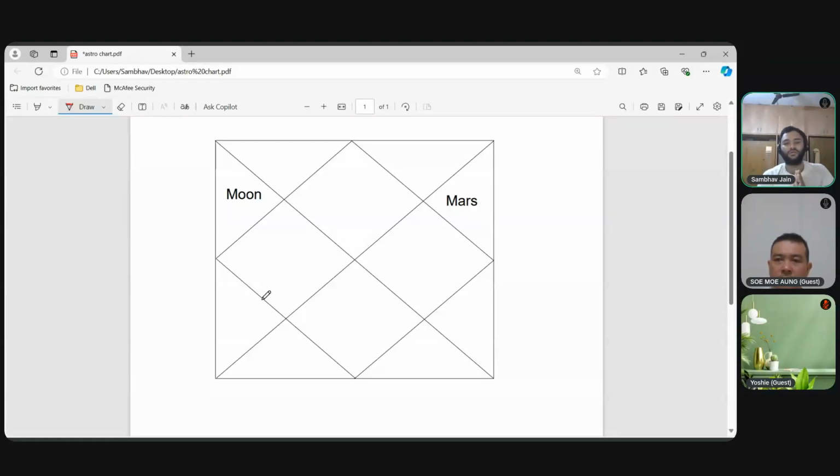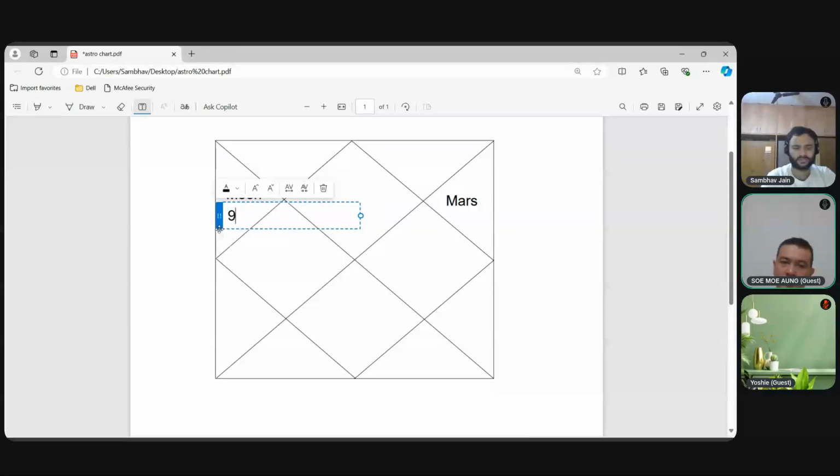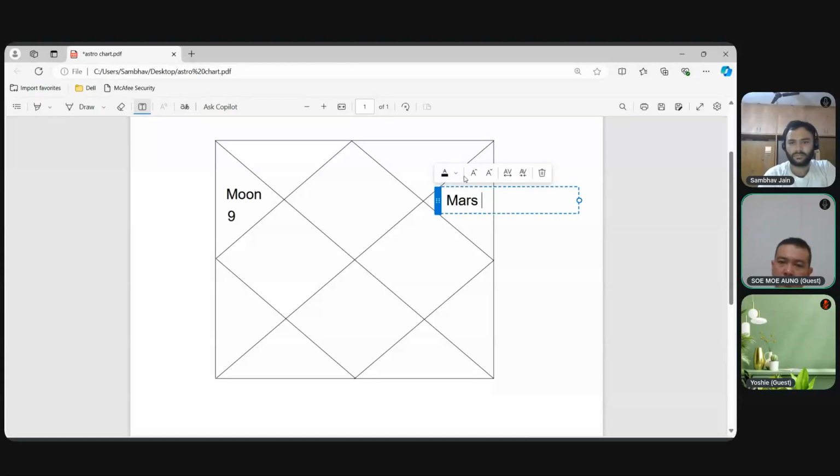Now listen to me. Suppose in a chart, Moon is heading towards Mars, in a chart of a native. Suppose Moon is at 9 degrees, Mars at 20 degrees. These are degrees. Mars at 20 degrees, Moon at 9 degrees. Suppose Moon is heading towards Mars.